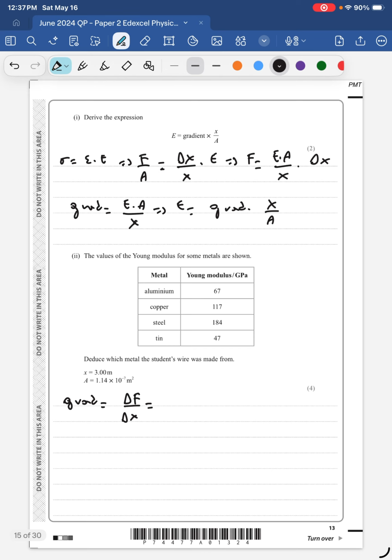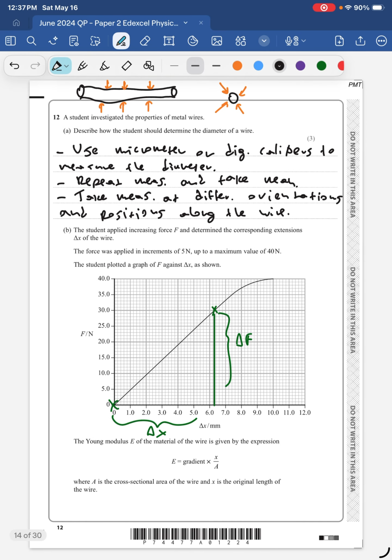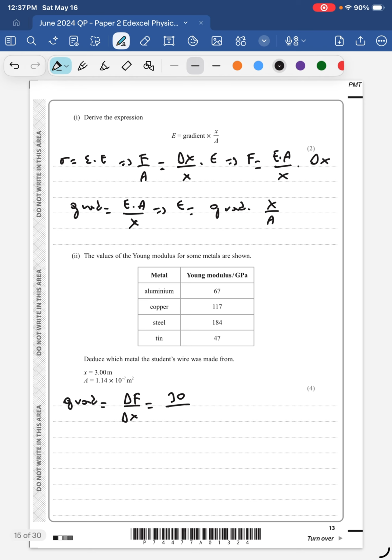So delta F in my case was 30, and if you measure this distance it is 6.3 millimeters, so 6.3 times 10 to the negative 3. This is newtons per meter. So this is 4,761.9 newtons over meter. So the Young's modulus is equal to the gradient, which is the value you just found, and then newtons over meter again. When I plug in numbers to expressions, I put all the units to the right and all the numbers to the left. It's kind of convenient.